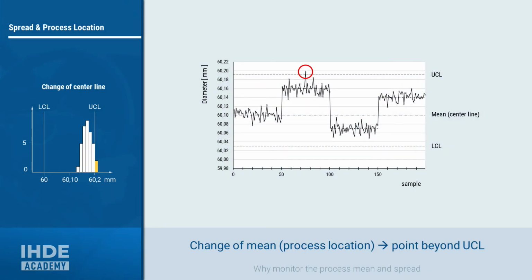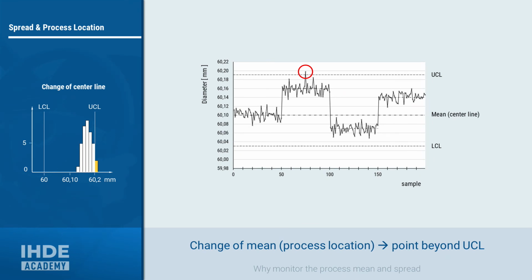A change in the process location could look like this on a control chart. The center line of the first 50 values is exactly in the middle of the two control limits. But the process location of the next 50 values has already shifted considerably. Although the spread of the values remained small, this shift in the process location was already enough for the upper control limit to be violated. Again, an indication that the process is out of control and corrective action needs to be taken.